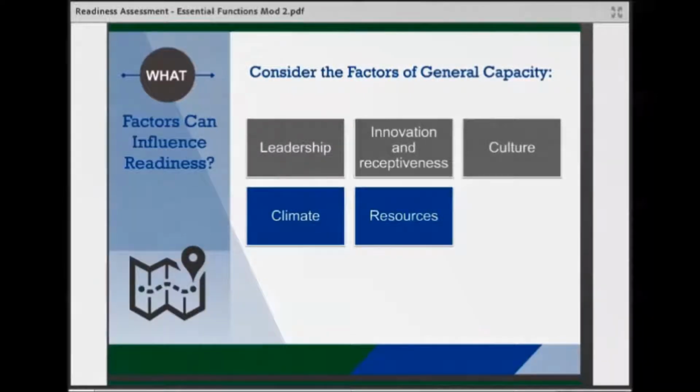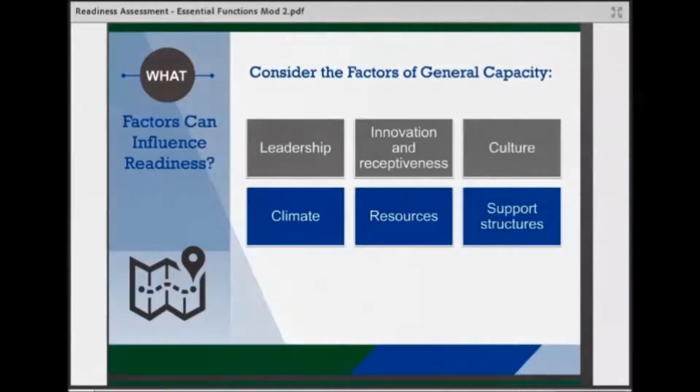Resource availability and effective use. Are resources, including staff, funding, space, and equipment, used effectively? Can the agency allocate and leverage these resources to introduce and support sustaining the change efforts? Support structures. Does the agency have support structures in place for decision-making, data collection and use, CQI processes, hiring, training, and coaching, internal and external communication, and partnerships or networking?